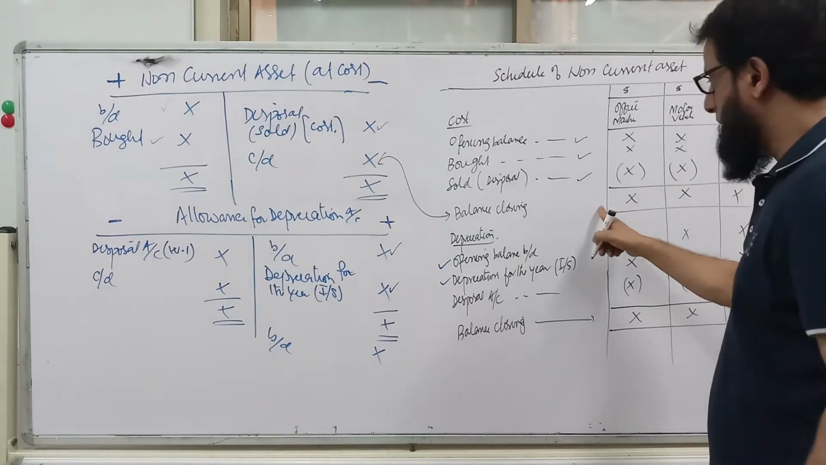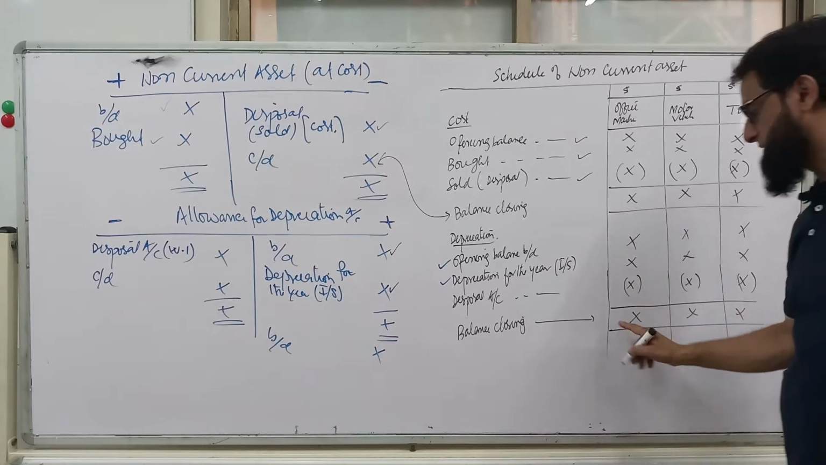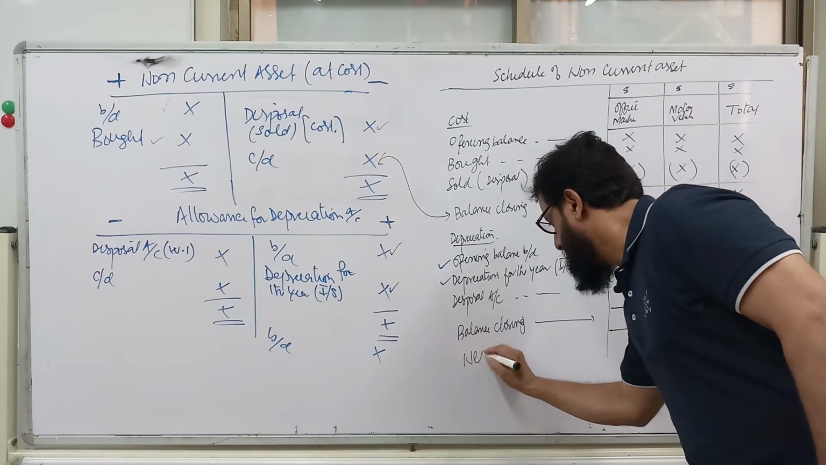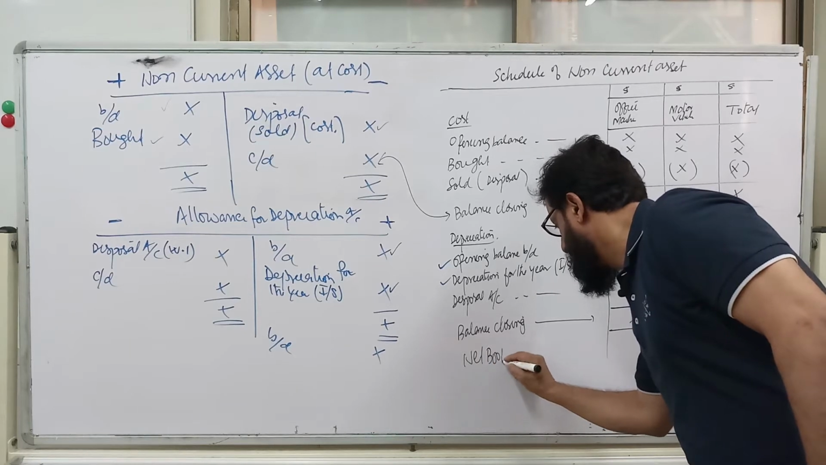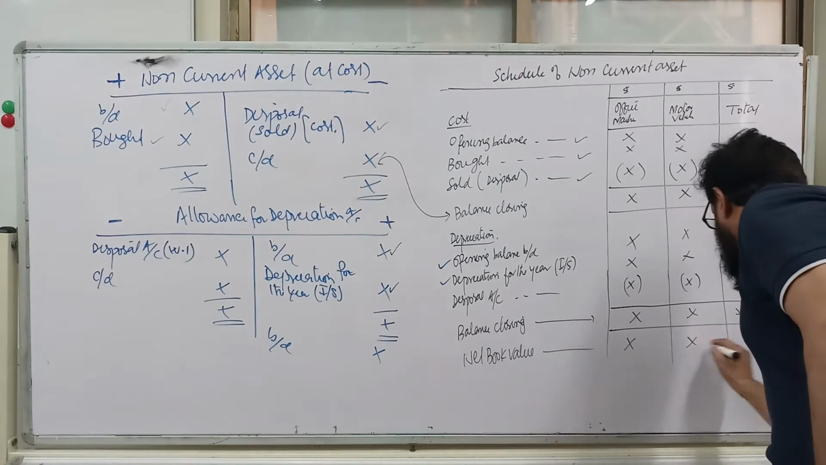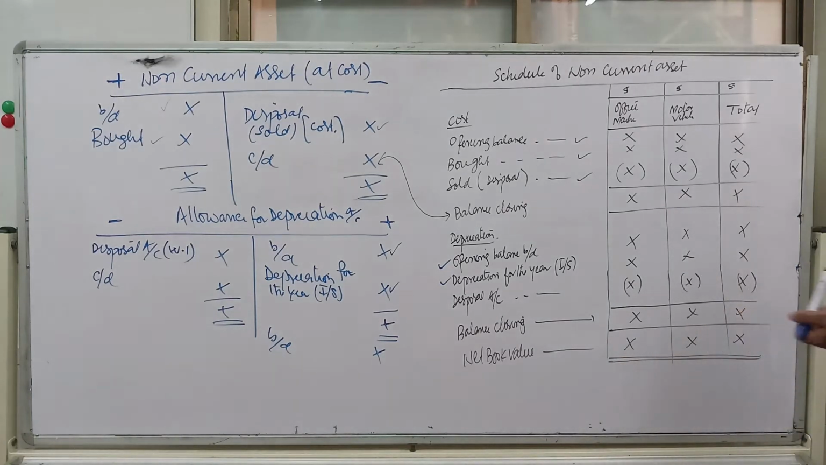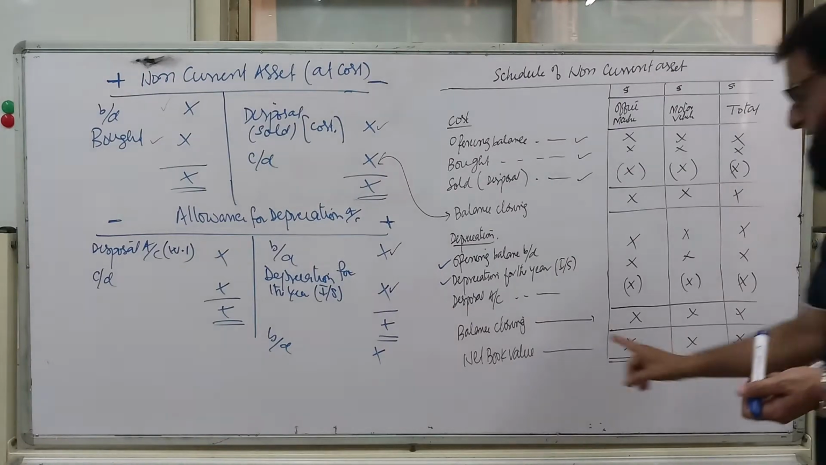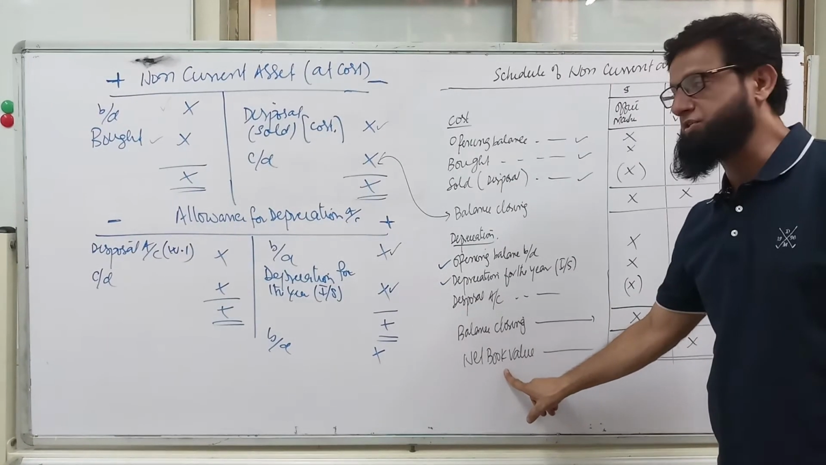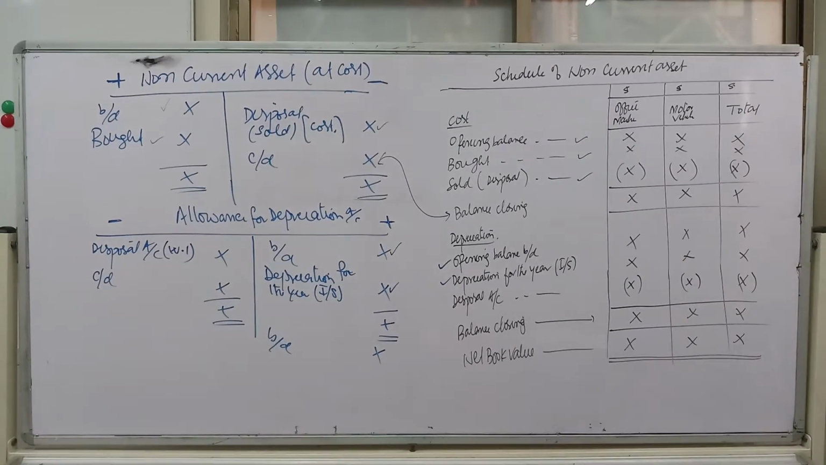Okay. The cost of non-current asset closing balance minus accumulated depreciation is equal to net book value. Net book value. Okay. Then you have to draw a double line and close it. This net book value will be transferred to the balance sheet as a non-current asset. Okay. This is the format.